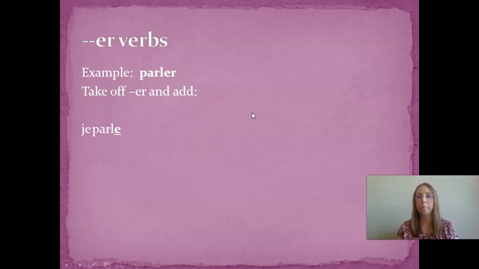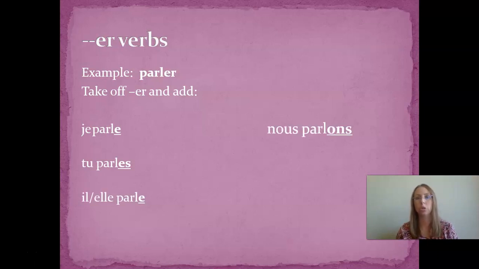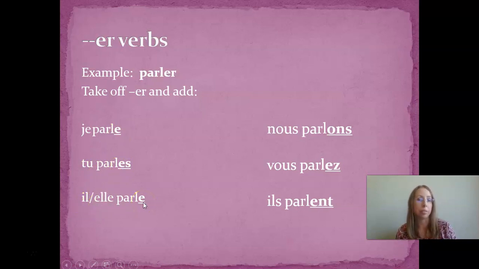Okay, so we have je parle, tu parles, il parle, or elle parle, nous parlons, vous parlez, ils parlent. So every time it's je, we're going to take off the ER and put an E. Every time it's tu, we take off the ER and put ES. Every time it's il or elle, we take off the ER and put an E. Every time it's nous, ONS. Every time it's vous, EZ. And every time it's ils or elles, ENT.